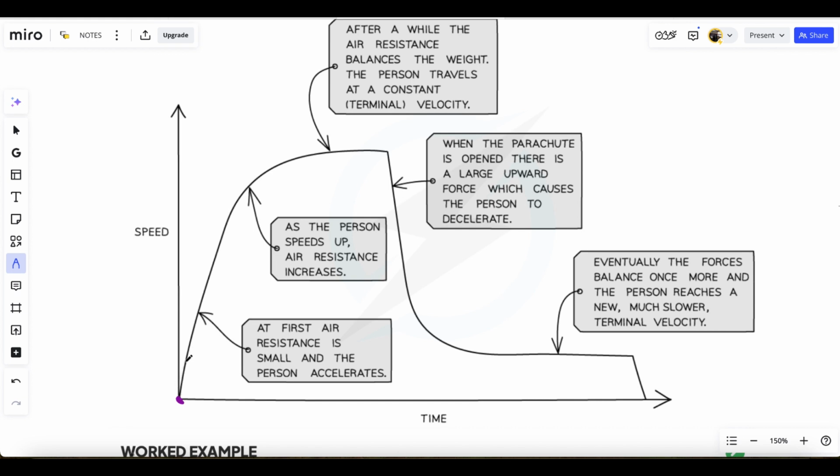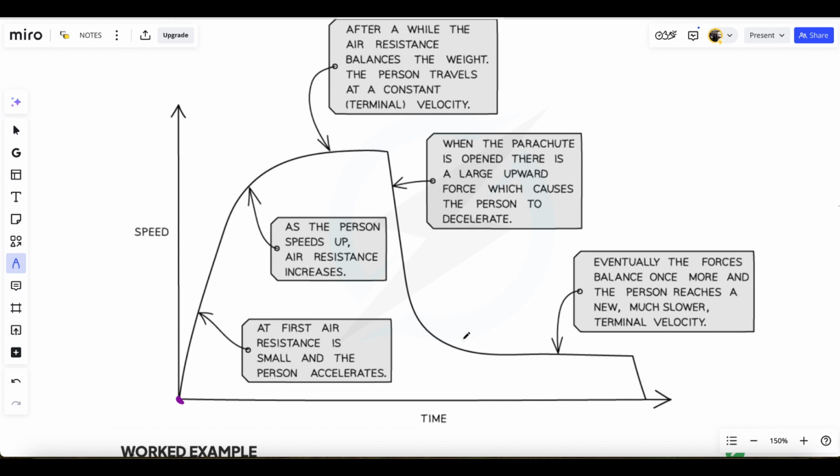So at first you see your weight is bigger than your air resistance, so your acceleration increases. At first the air resistance is small, and then the person accelerates. Now as the person speeds up, the air resistance also increases, just like we showed just now, to a point where you have a constant speed.